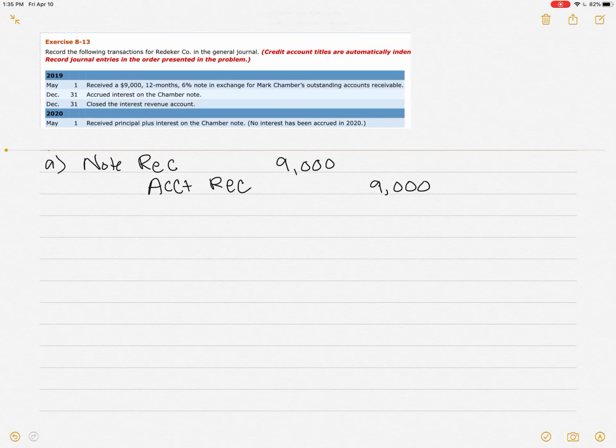The second piece, on December 31st, we have to accrue that interest. Remember chapter 4, we go back and look at those adjusting journal entries. We need to bring that revenue and expense up to date. So this is part of that at the end of the year. So when we record our interest that's due to us, we are going to debit our interest receivable. We haven't gotten it yet, but we've earned it, so we need to record that, and credit our interest revenue.